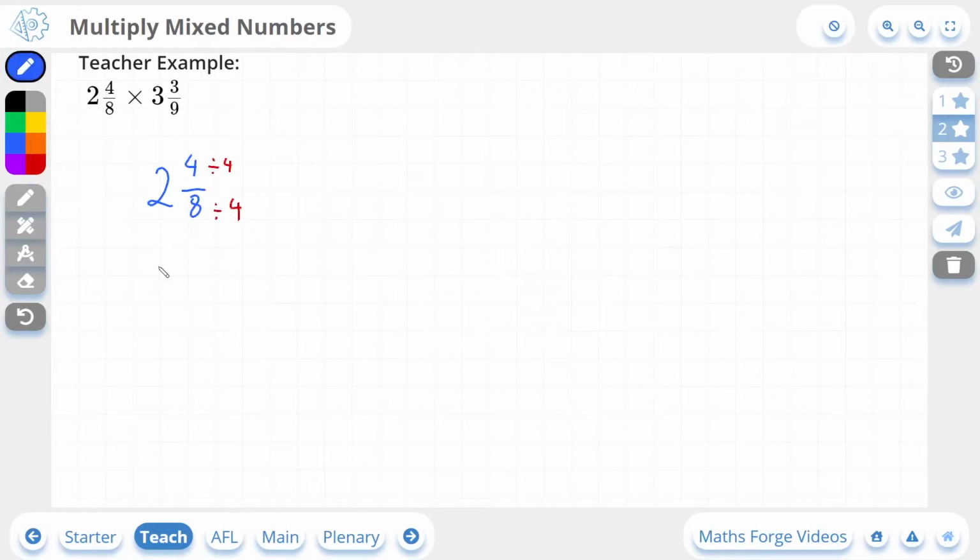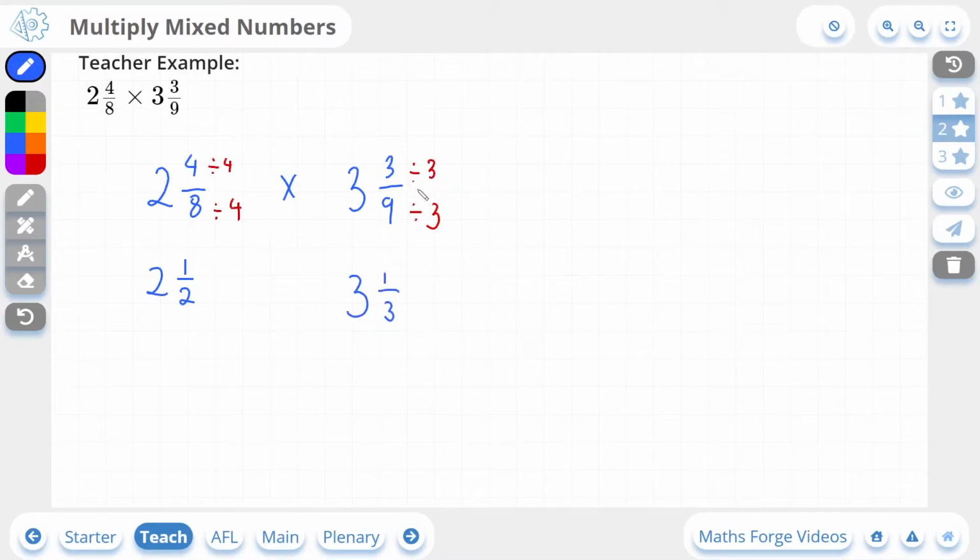And this is going to give us 2 and a half. 4 divided by 4 is 1. 8 divided by 4 is 2. And this is going to be multiplied to 3 and 3/9. And of course, we can also simplify the 3 over 9 by dividing the numerator and the denominator by 3. 3 divided by 3 and 9 divided by 3. And this is going to give us 3 and 1 over 3.